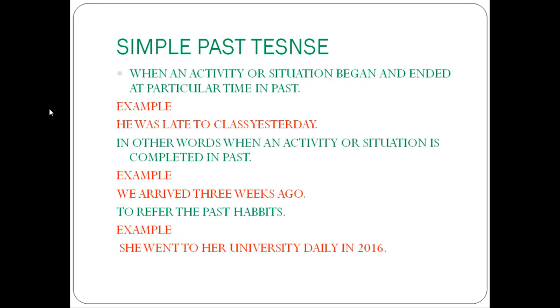In the simple past tense, an activity or situation began and ended at a particular time in the past. For example, he was late to the classroom yesterday. Or, in other words, when an activity or situation is completed in the past. Example: we arrived 3 weeks ago. Or to refer to a past habit. For example, she went to her university daily in 2016, because it was her past habit.